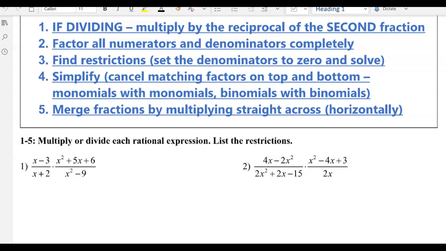So again, finish up copying the guidelines and we'll start with example 1.